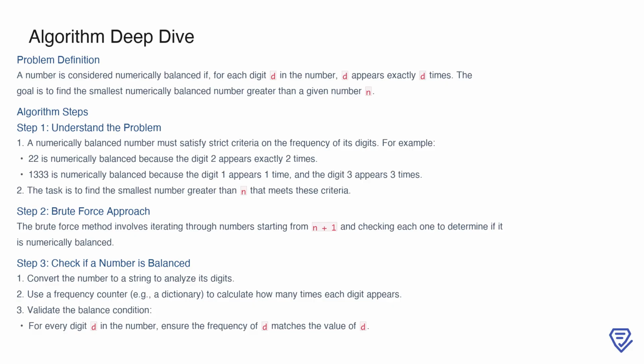To approach this, we can start with a brute force method. This involves iterating through numbers starting at n+1 and checking each one to see if it satisfies the balance condition. To determine whether a number is balanced, we can first convert it to a string to analyze its digits. Then, we use a frequency counter, such as a dictionary, to compute how many times each digit appears in the number. Finally, we validate whether the frequency of each digit matches its value. If the condition is satisfied for all digits, the number is balanced.